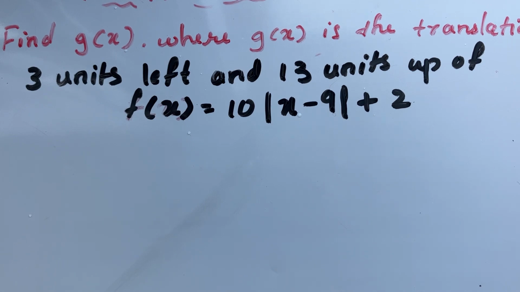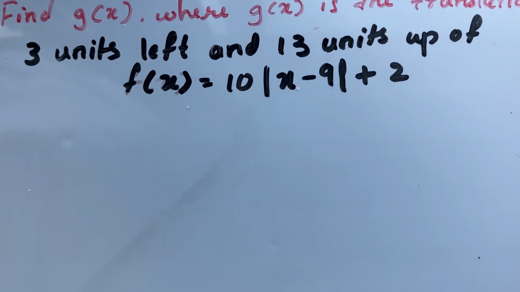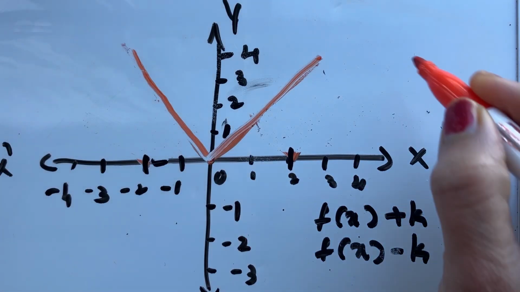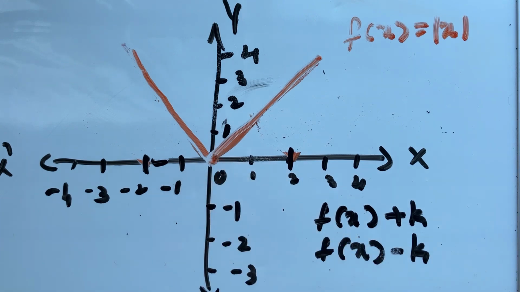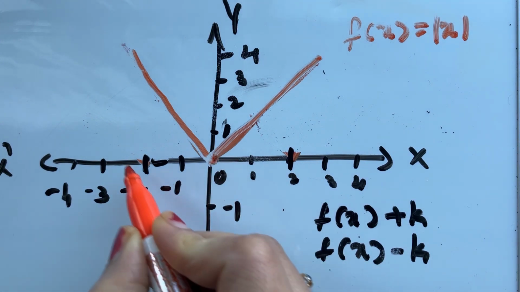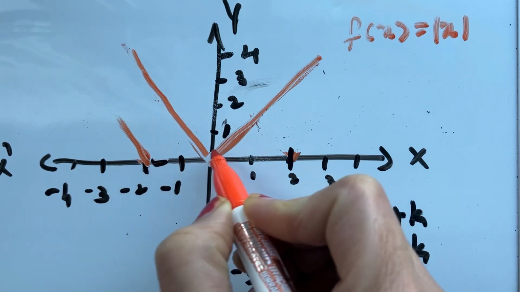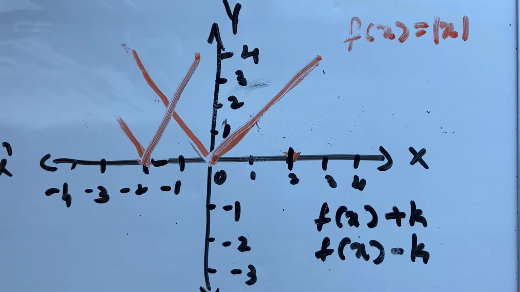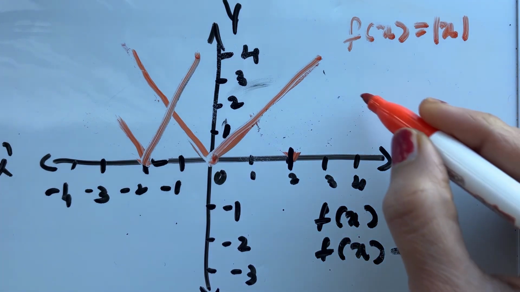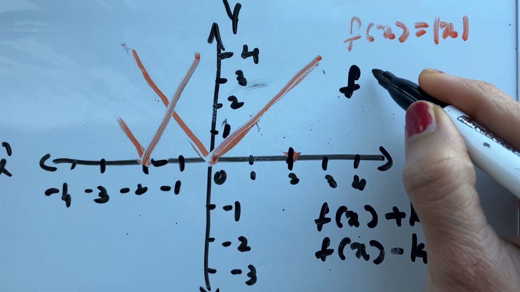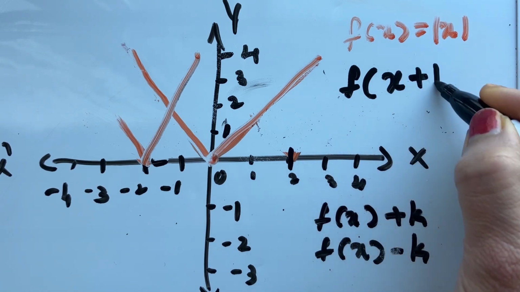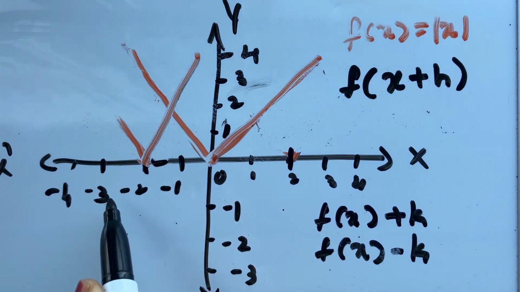So if it translates left side, what is the rule to find the new function? This is our base function, f of x is equal to absolute value of x, with vertex at 0 and 0. If this function translates h units left, the new function g of x will be f of x plus h. Remember, if it translates h units left side, new function will be f of x plus h.